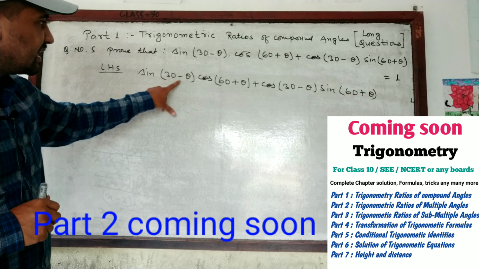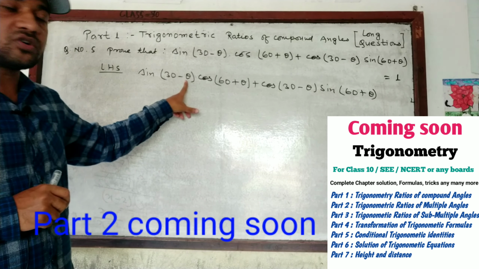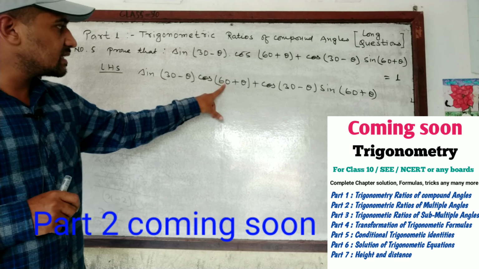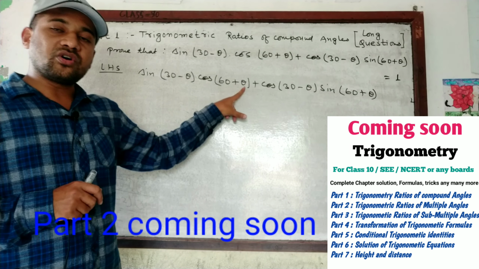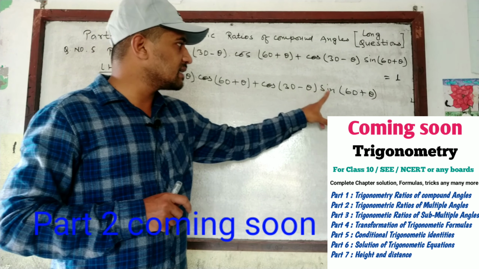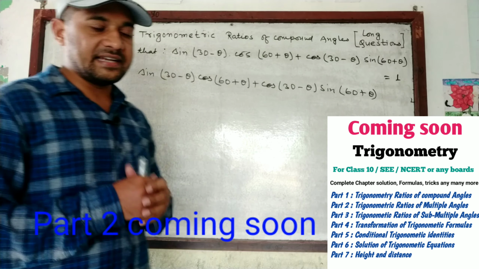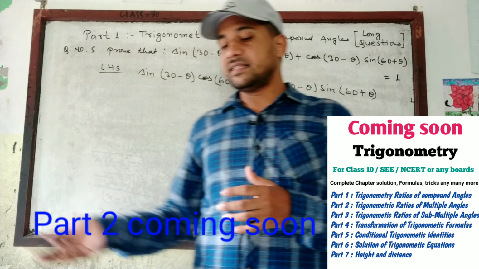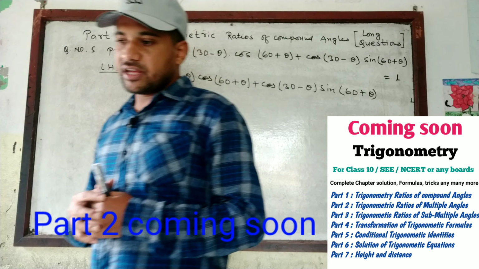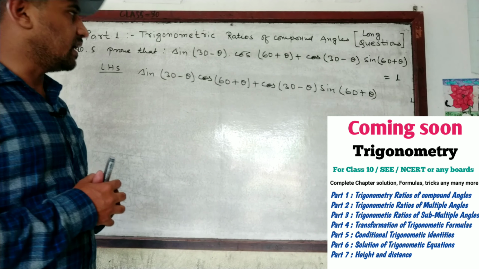You have to use the sin(A minus B) formula: sin A cos B minus cos A sin B. Similarly the cos(A plus B) formula: cos A cos B minus sin A sin B. Similarly the cos(A minus B) formula, and the sin(A plus B) formula. And after that we have to put the values of sin 30, cos 30, sin 60, cos 60. After putting the values, take common, and at last you will get 1.